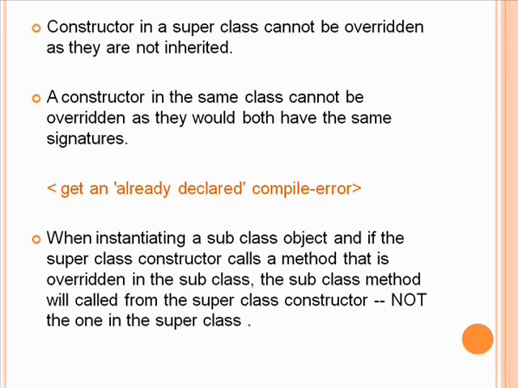A constructor in a superclass cannot be overridden as they are not inherited. A constructor in the same class cannot be overridden as they would both have the same signatures. If we do so, we get an already declared compiler error. When instantiating a subclass object, and if the superclass constructor calls a method that is overridden in the subclass, the subclass method will be called from the superclass constructor, not the one in the superclass.